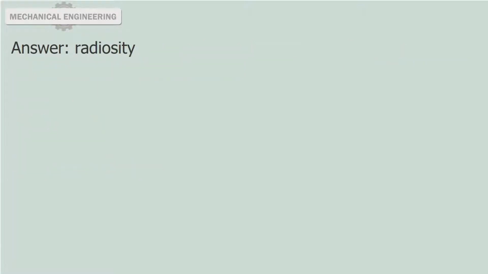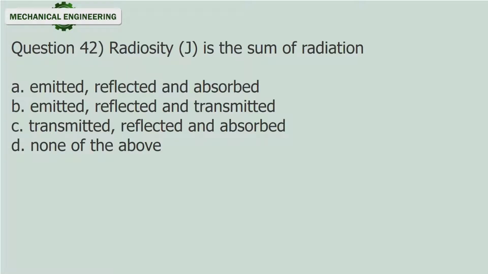Answer: Radiosity. Question 42. Radiosity J is the sum of radiation A. Emitted, reflected and absorbed. B. Emitted, reflected and transmitted. C. Transmitted, reflected and absorbed. D. None of the above.